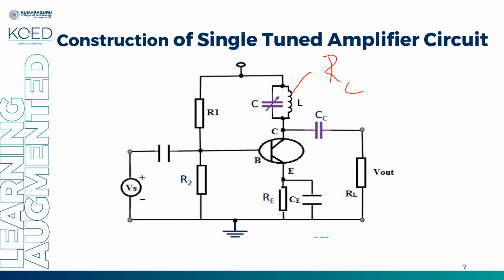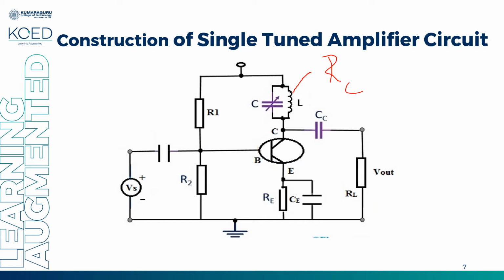and we should make sure, or we need to tune the circuit, that is the LC values, in such a way that the LC are selected so that the resonant frequency will be equal to the frequency which has to be amplified.